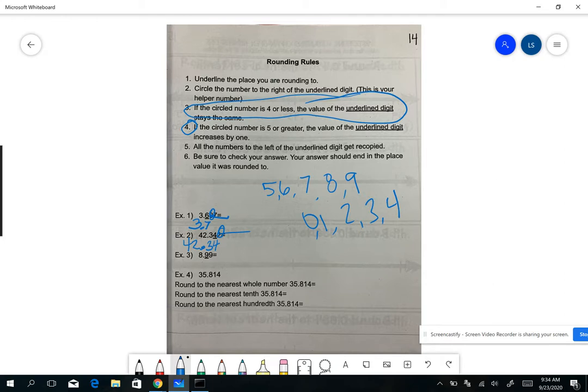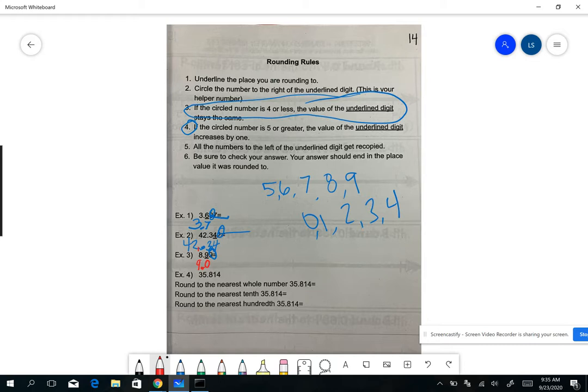Example number 3 is probably the trickiest kind, anytime you have 9s. So let's take a look at our helper number. I'm rounding to the tenths. This is my helper number, this 9. This 9 is going to make this 9 a 10. But I can't put 2 digits in this 1-digit space. So what I like to do is take and put this there and then carry the 1 like you were adding. So that 8 plus the 1 would be 9, and then don't forget your decimal point. And think about it, 8 and 99 hundredths would round to 9, just 9 whole, okay?